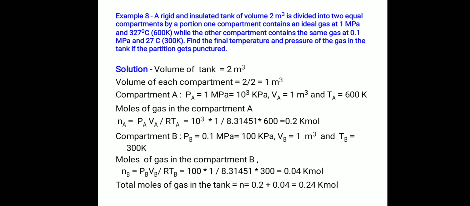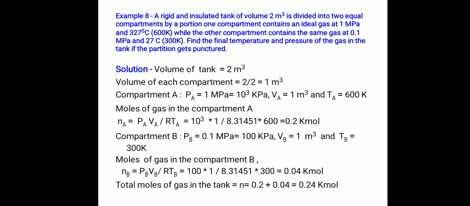So in the solution, V is given, that is 2 meter cube, and the volume is divided, so for each compartment 1 meter cube volume is there. Then for compartment A, PA is 1 MPa, and it is converted into kPa by multiplying by 1000, or 10 raised to 3. Volume for compartment A is 1 meter cube, temperature is 600 Kelvin, and similarly for compartment B, pressure is 0.1 MPa, 100 kilopascal, volume is 1 meter cube and temperature is 300 Kelvin.